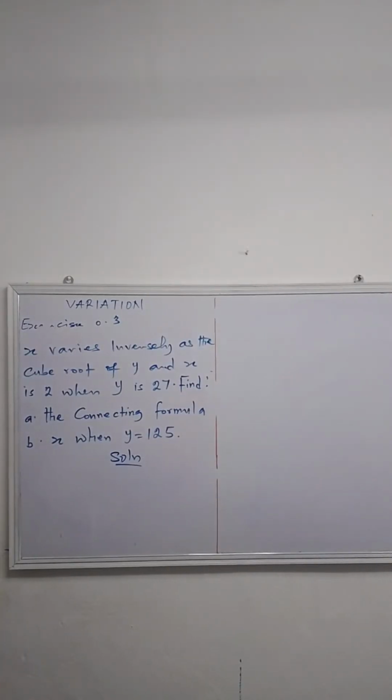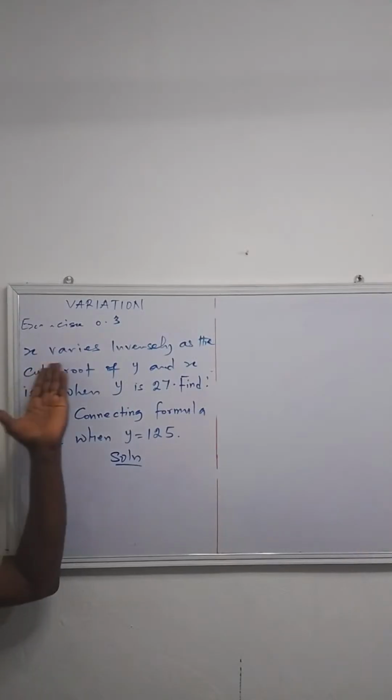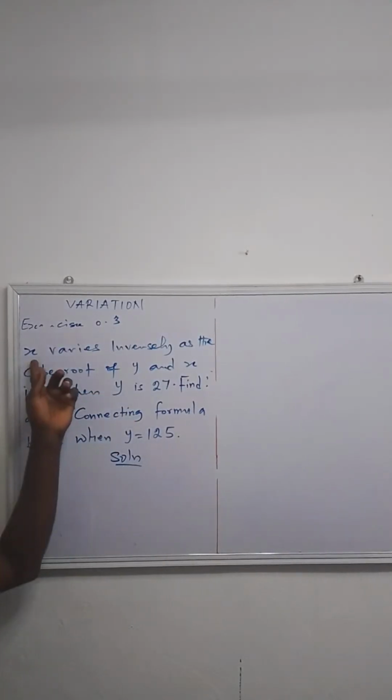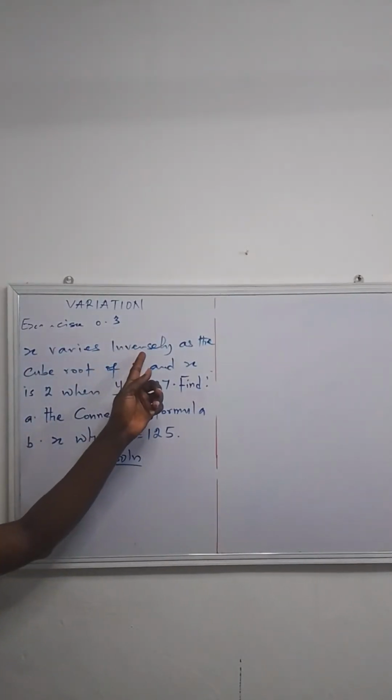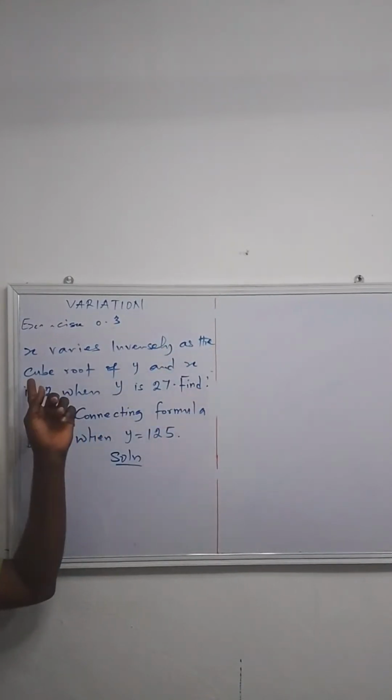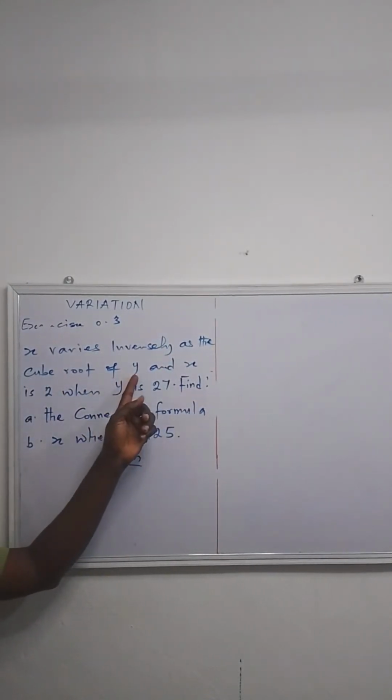X varies inversely as the cube root of y, and x is 2 when y is 27. Find A, the connecting formula, and B, x when y is 125. So how do you solve this problem? The first thing is, look at this first statement here. X varies inversely as cube root of y.